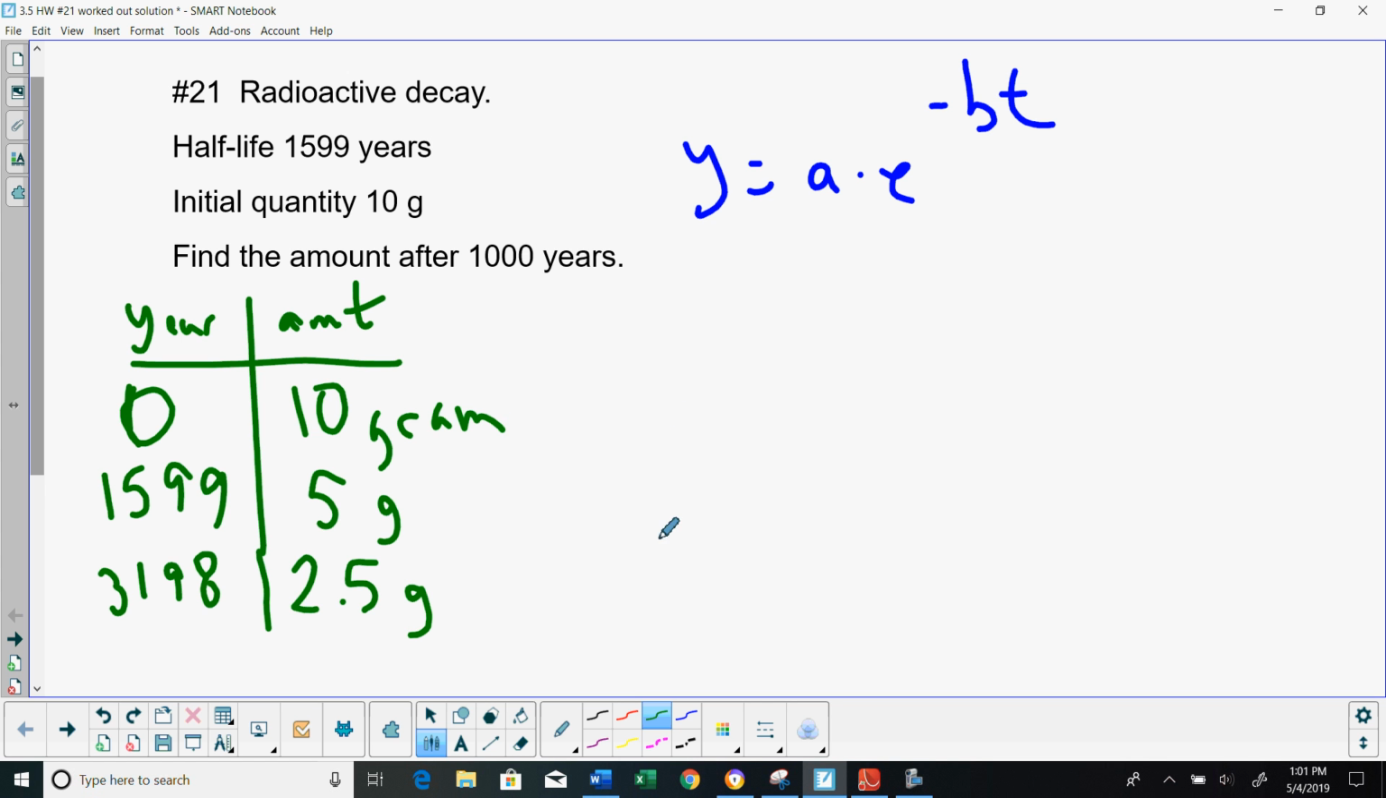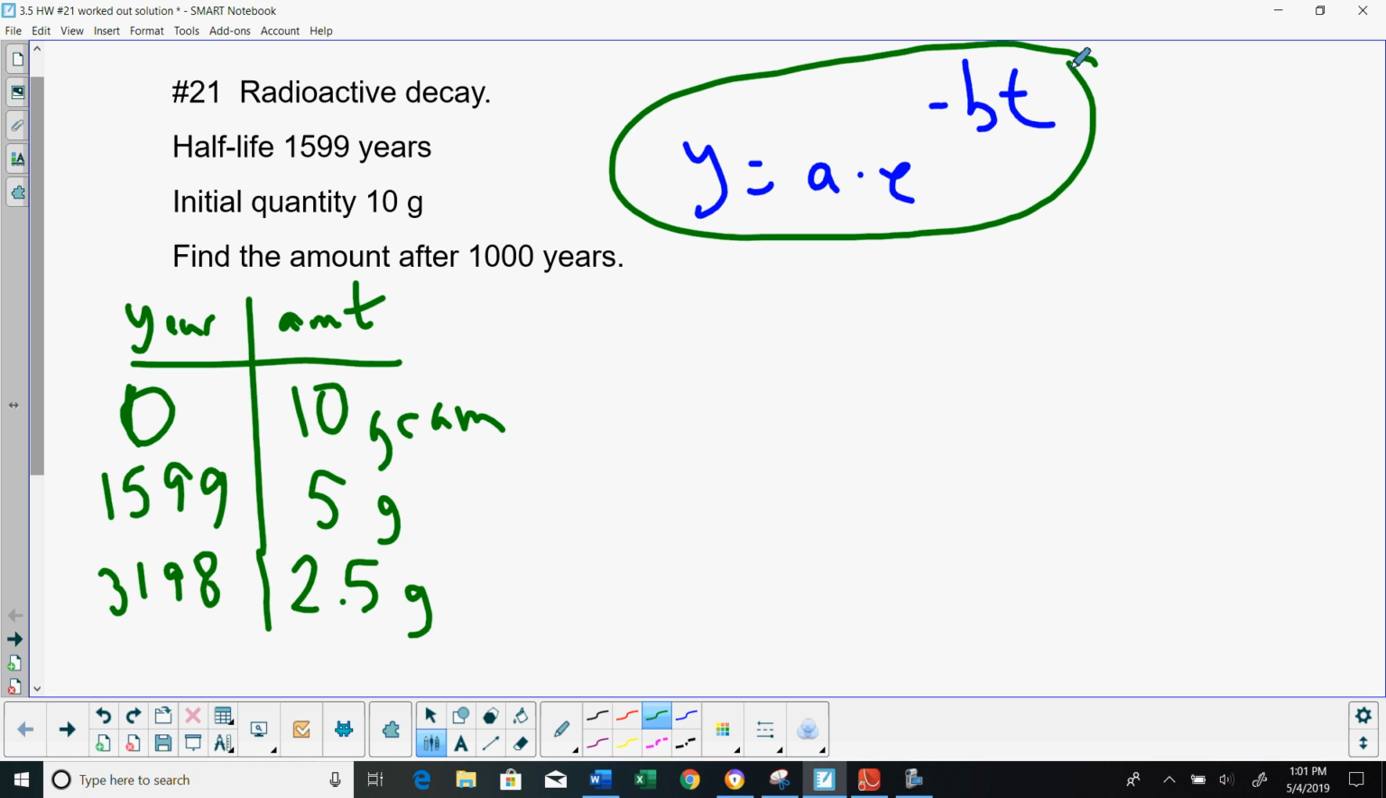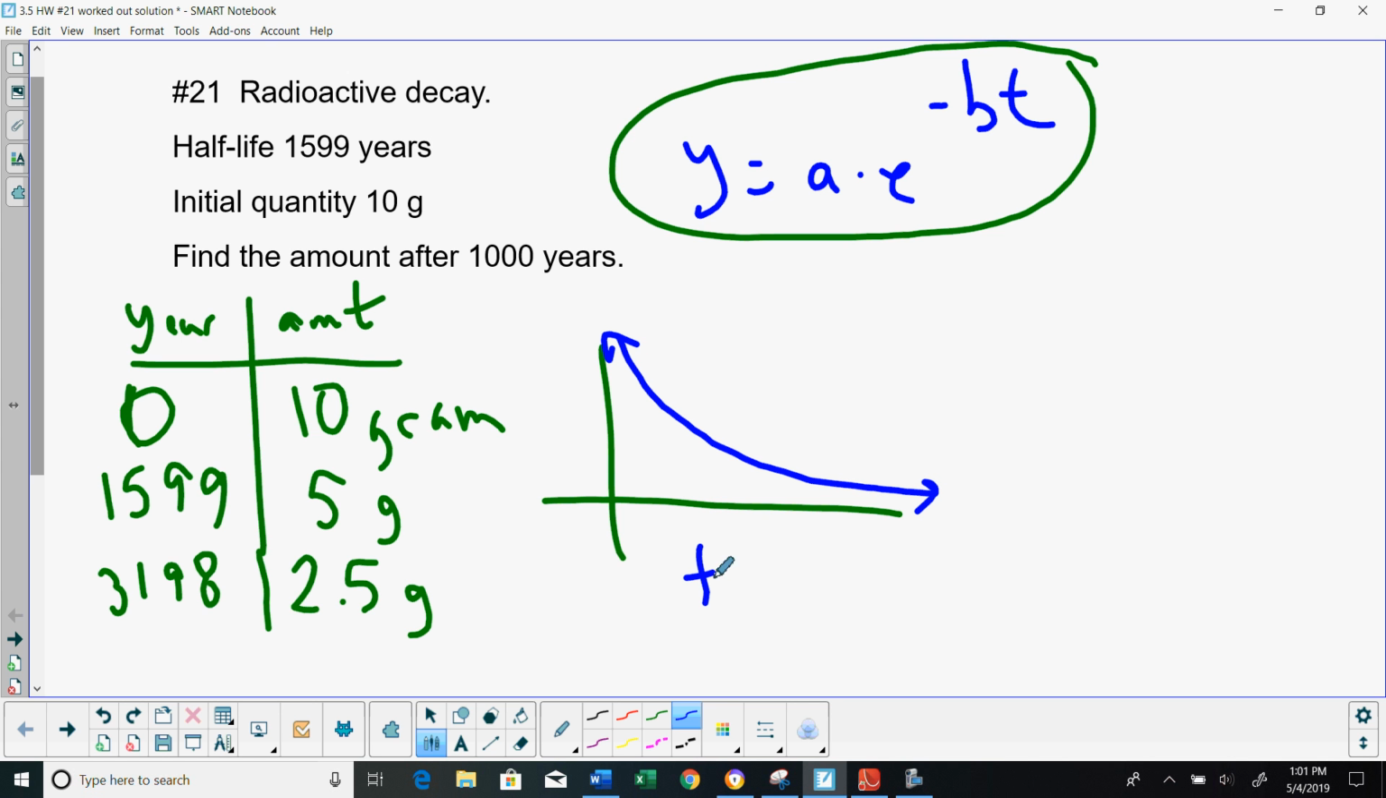In this case, we need to use our model, which is y equals a times e to the negative bt. We need that negative in there because it is an exponential decay model. If I were to graph this radioactive decay, as time goes on, the amount of the radioactive material is going down. It never reaches zero, it just keeps going further and further down. So we want exponential decay, and that's why we need that negative.